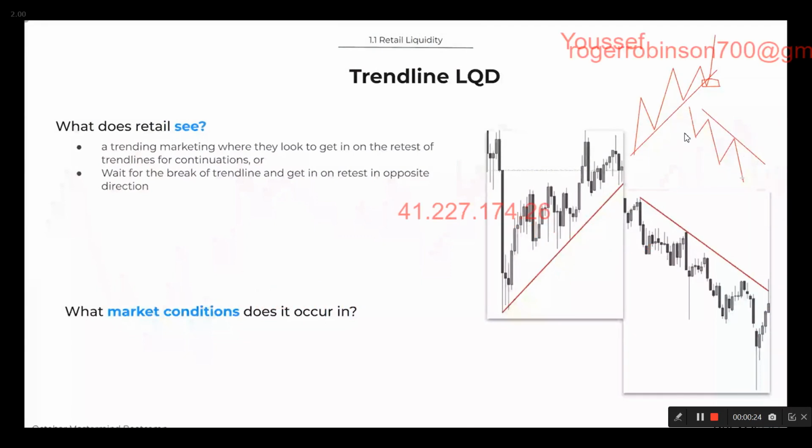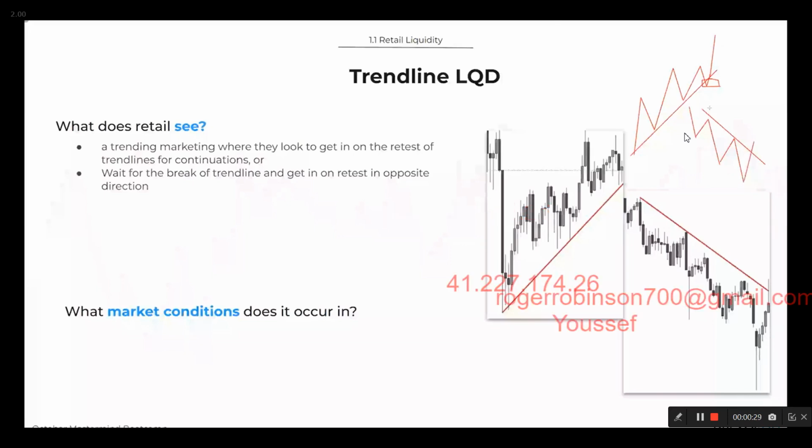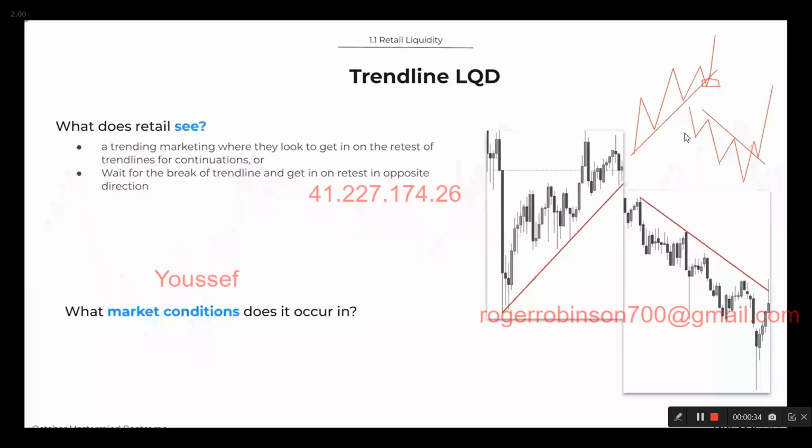On the opposite end, if you're looking to use a trend line not for a trending market, but for a counter trend, what do retail traders do? They wait for the break of the trend line, and then what do they do? They look to buy on the retest to then go higher. That's what trend line traders do.